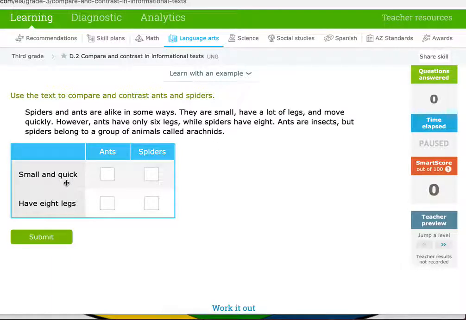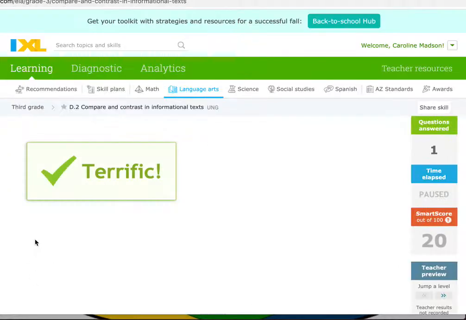But, so now we have to look here. So, who is small and quick? Who did they say was small and quick? Remember, I can always go back and reread it. Right here it says how they're alike in some ways. And they say they, so that is a plural pronoun. So I know they're talking about spiders and ants. They are both small. And they say they both move quickly. But only one of them has 8 legs. So now I have to go back here and read through my second one. They're saying spiders only have 8 legs. And then I'm going to submit.